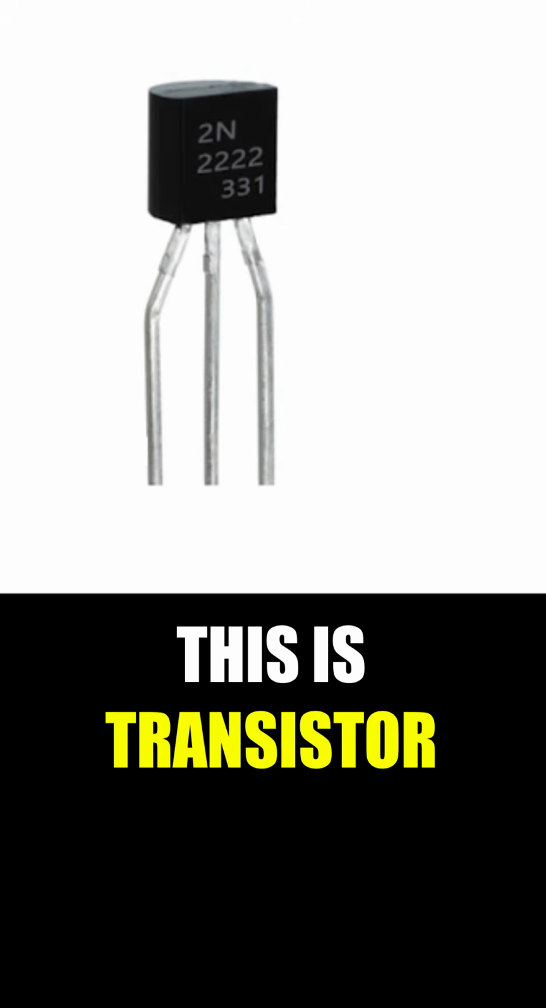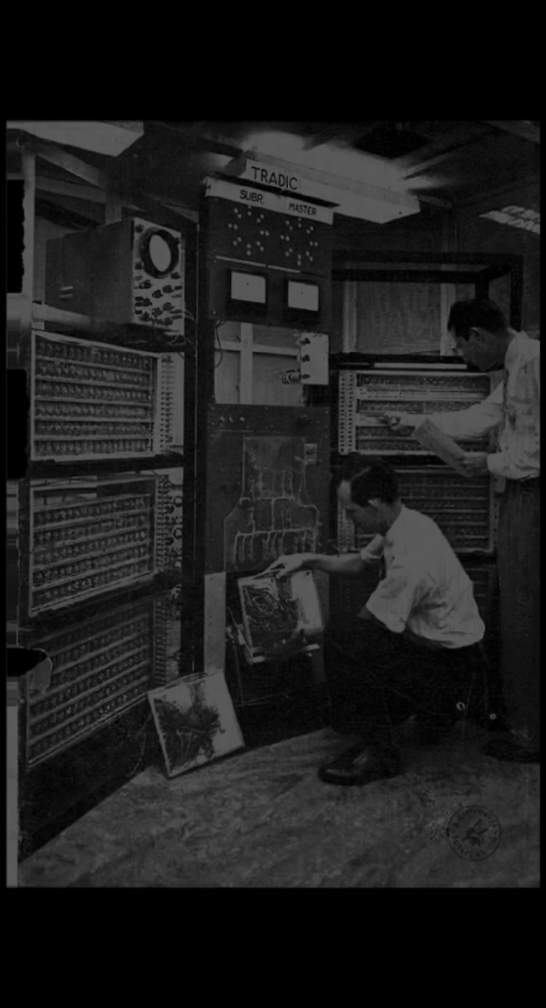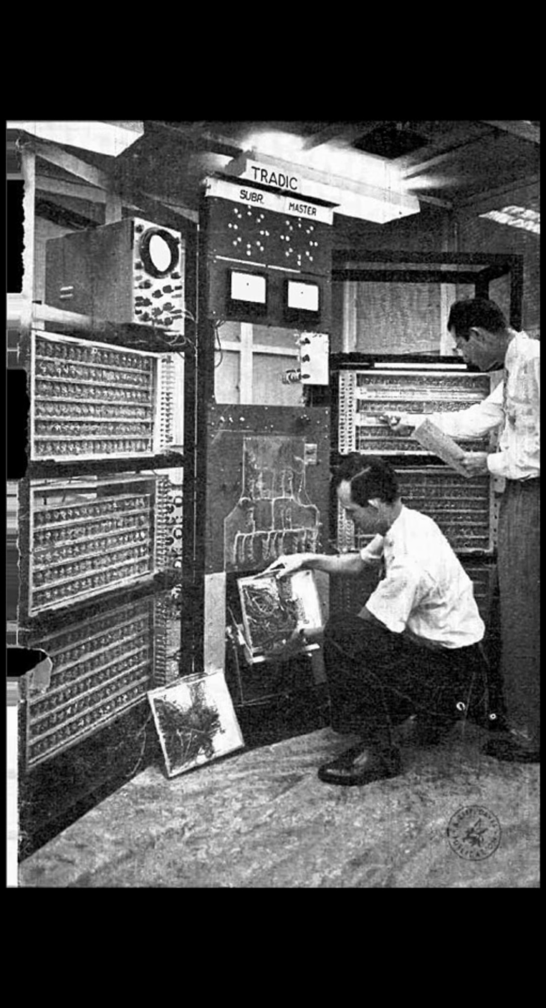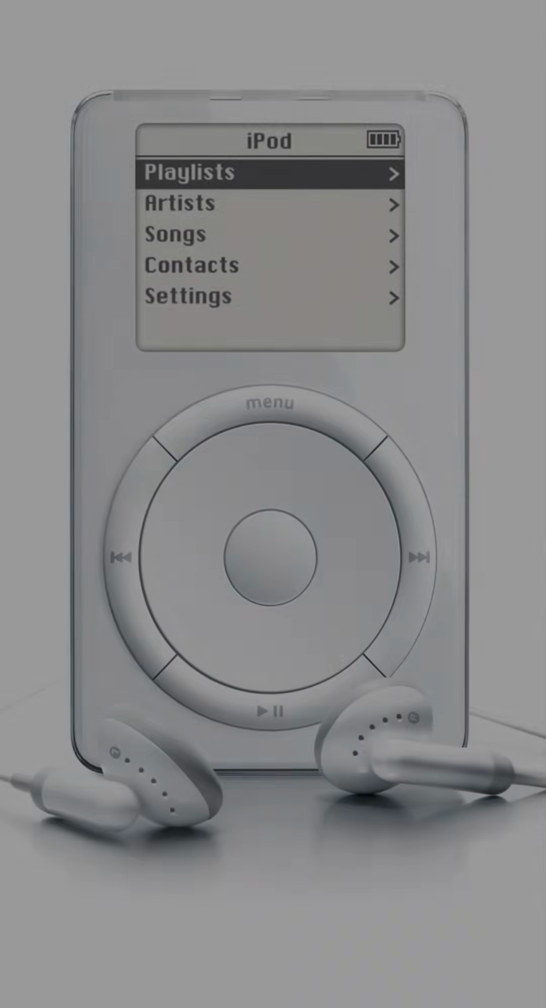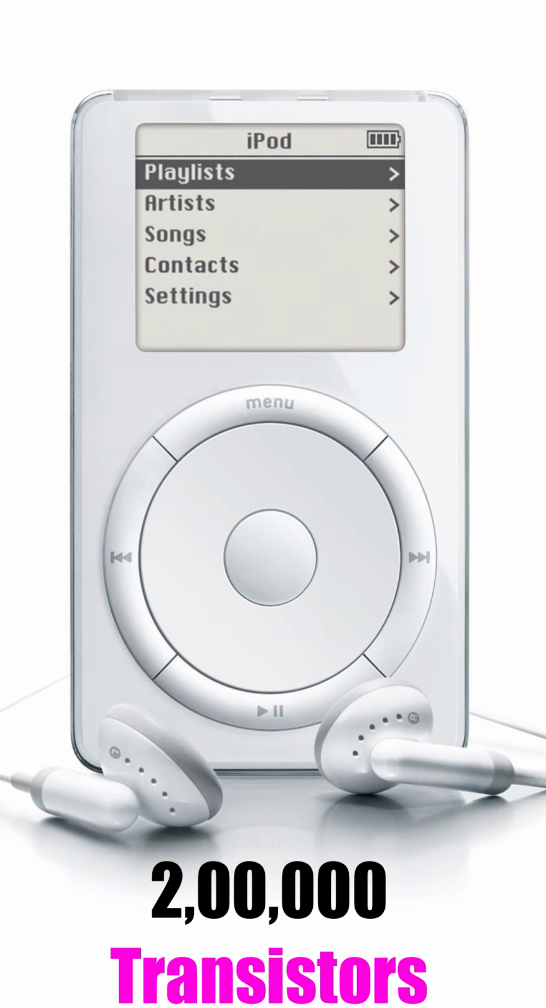This is the transistor. It is the reason we are here. I'm talking to you and you're watching this film. This is the world's first computer with transistors in it, and there were 200 transistors in it. That was huge. Actually huge, equal to a room. Then there is Apple's first iPod, which had around 200,000 transistors.